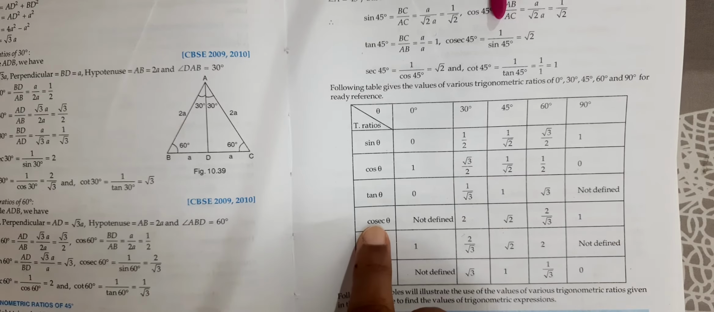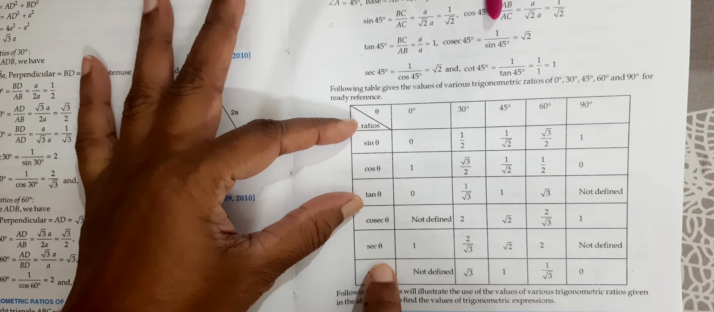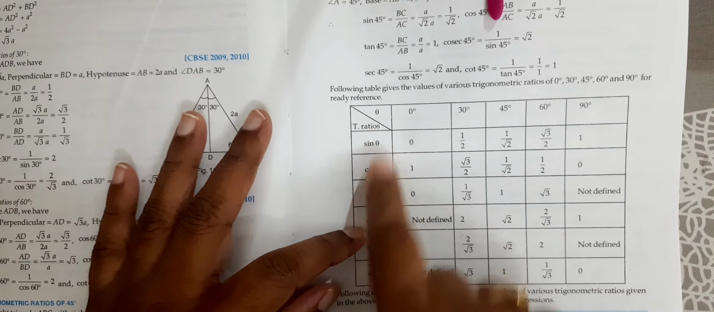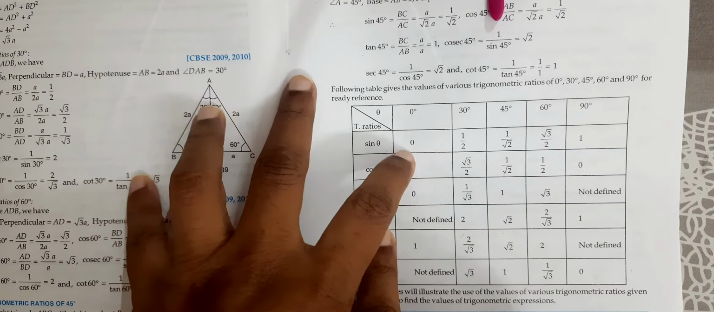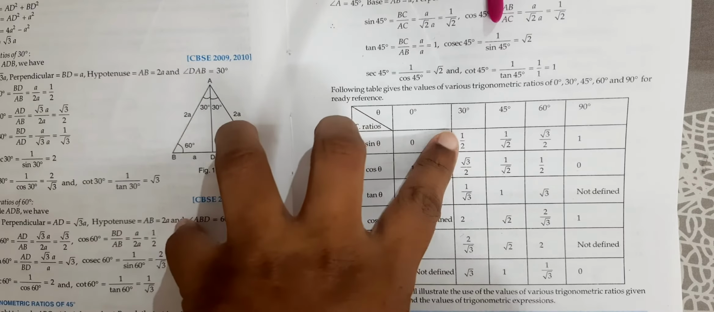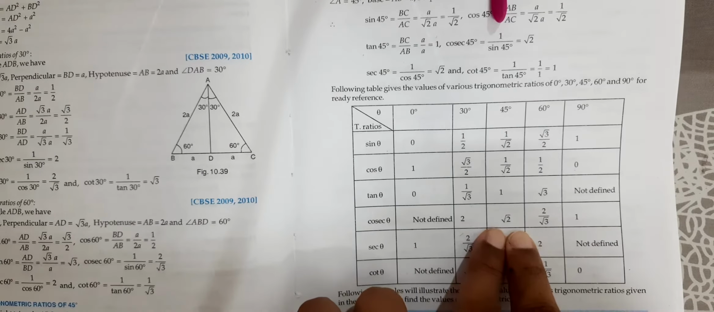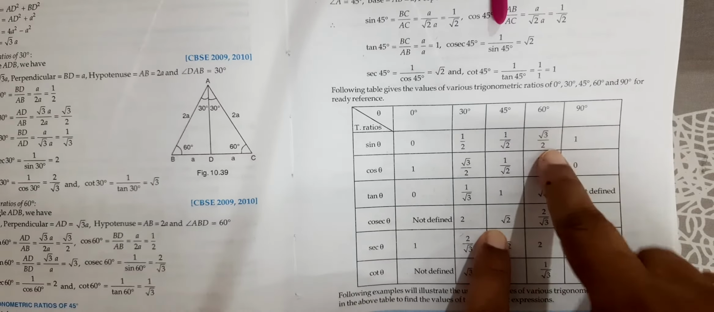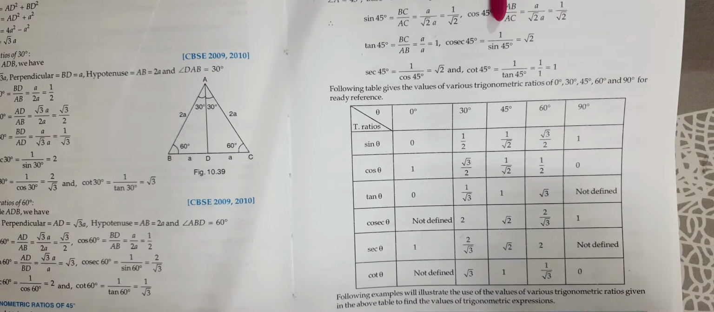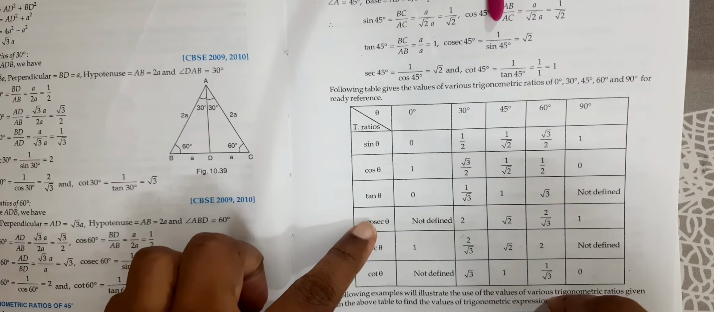Now when it comes to cosecant theta, these are the 3 things that if you know, the remaining are all reciprocals. Cosecant is the reciprocal of sine, that is 1 by 0, something by 0, which is not defined. Reciprocal of 1 by 2 is 2. Reciprocal of 1 by root 2 is root 2. Reciprocal of root 3 by 2 is 2 by root 3. Reciprocal of 1 is of course 1 only. So the reciprocal of sine is cosecant.